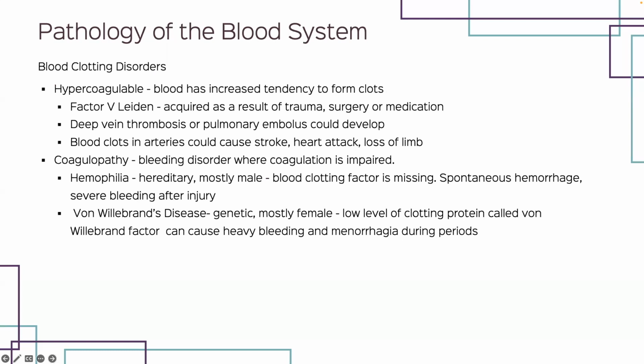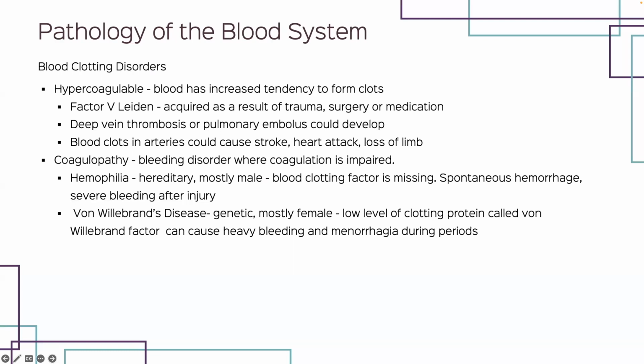So in pathology of the blood system, you have your blood clotting disorders. If you are hypercoagulable, it means that your blood has an increased tendency to form clots. You have factor V Leiden, deep vein thrombosis, which is typically down in the legs, or pulmonary embolus, which is in the lungs. Blood clots in your arteries can cause stroke, heart attack, and even loss of a limb.